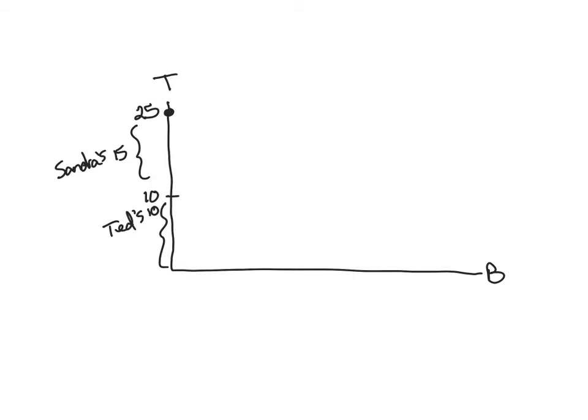Okay, so I'm going to actually draw Sandra's production possibility frontier. And then I'm going to stack it on top of Ted's, which remember is steeper. And right here is what we call the kink in the aggregate production possibility frontier. It's where the two connect.